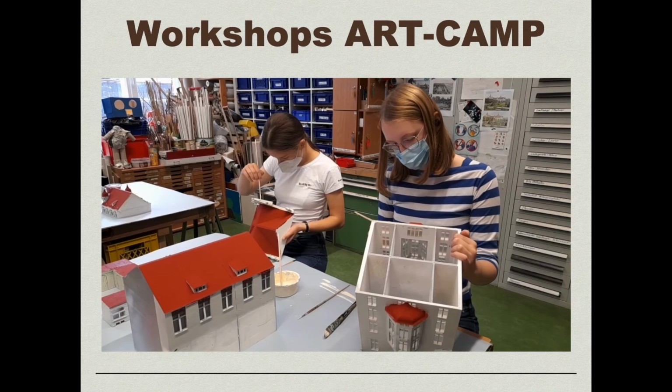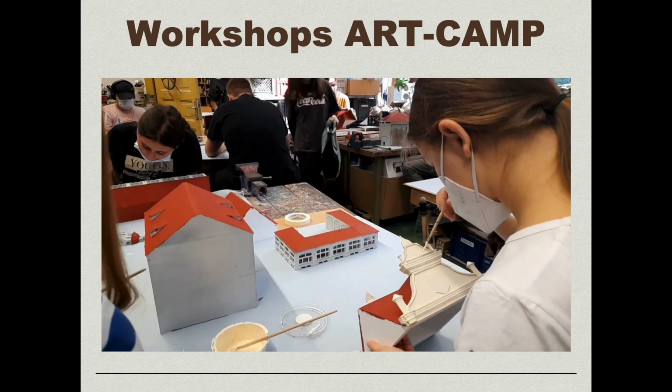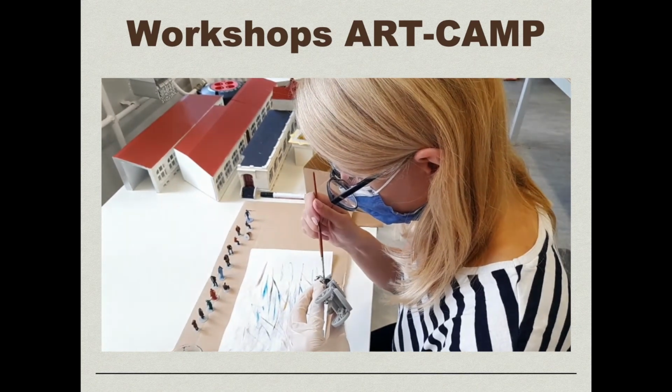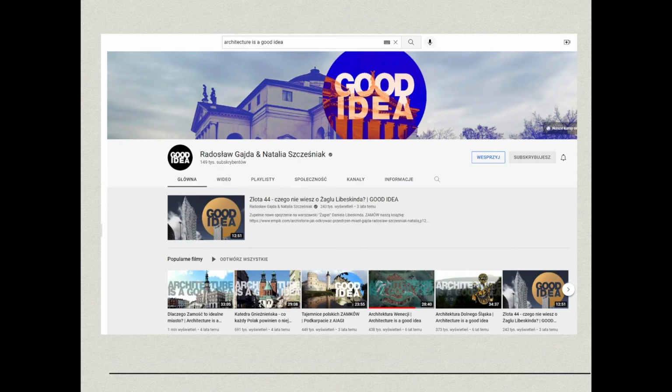As with the previous project, we also collaborated with a school from Berlin, with the difference that we did the artwork at the school in Berlin. As before, in the search for accurate descriptions related to architecture, the internet was useful. During the implementation of this project, the YouTube channel Architecture is a Good Idea was very helpful for us. Thanks to this, we learned that our basilica is the only half-timbered church in Poland.